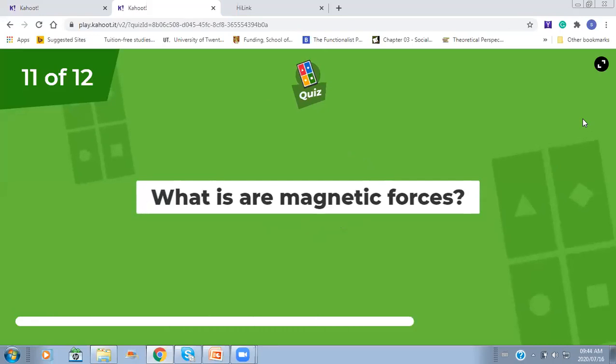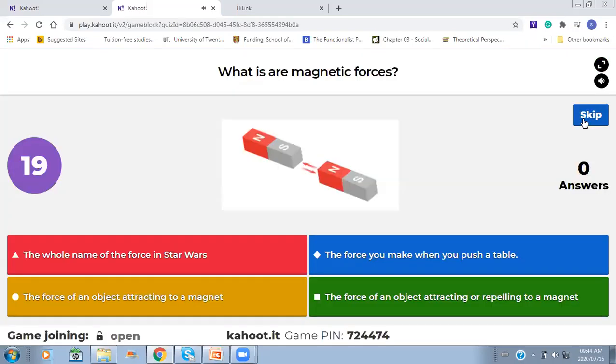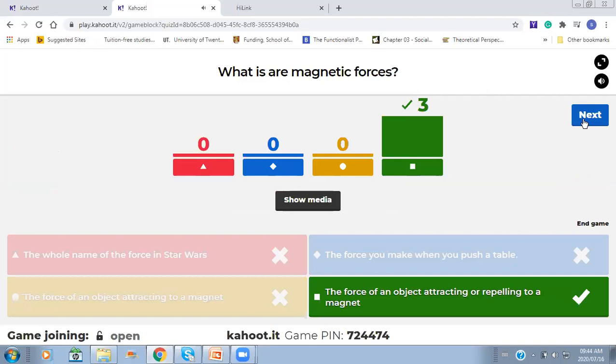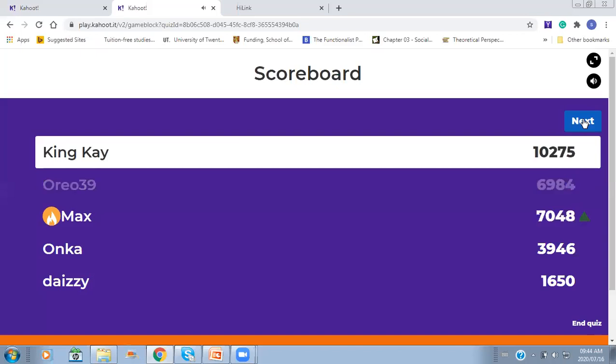Which of these is or are magnetic forces? Perfect. Three people got this right. Let me see who are those. K, Max, and Oreo. Let's go to the next.